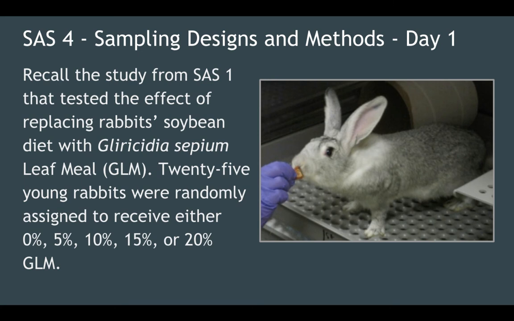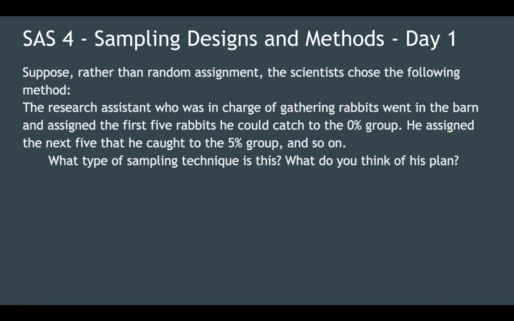All right. Remember the study that tested the effect of replacing a rabbit's soybean diet with GLM? 25 young rabbits were selected randomly and assigned to receive either 0, 5, 10, 15, or 20%. Suppose rather than a random assignment, the scientists chose the following method. The assistant who was in charge of gathering rabbits went into the barn and assigned the first 5 rabbits he could catch to the 0% group. Then the next 5 he caught in the 5% group, and so on. What type of sampling technique is this, and what do you think of this plan?